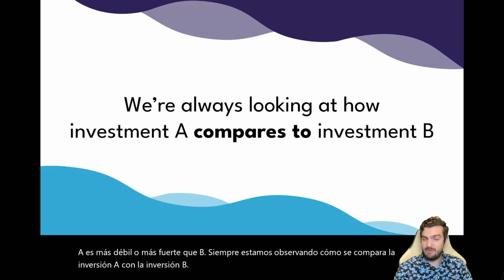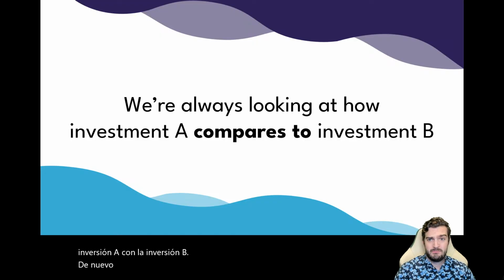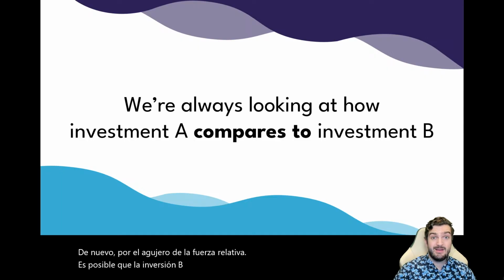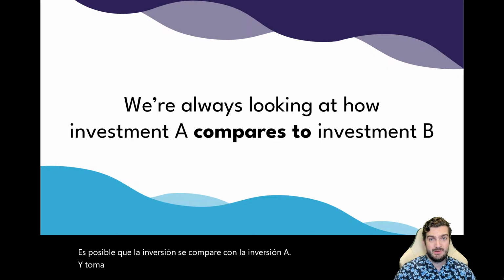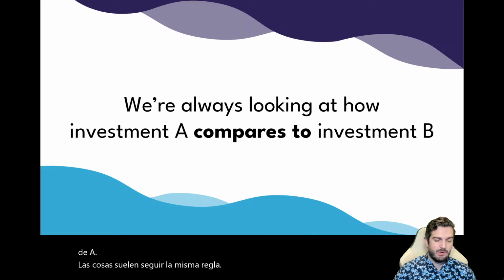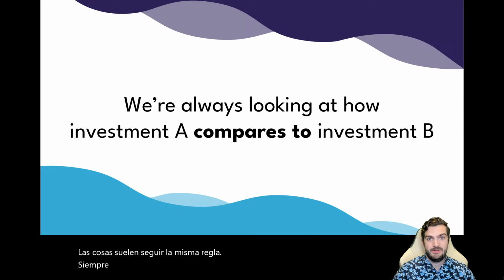Again, down the relative strength rabbit hole, it is possible that investment B compared to investment A can have some different results, because now we're doing the price of B divided by the price of A. But in general, things will usually follow the same rule. We are always looking at A compared to B.